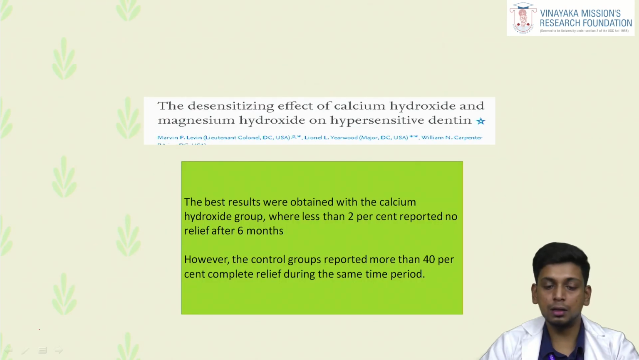Next, the desensitizing effect of calcium hydroxide and magnesium hydroxide on hypersensitive dentin. This was given by Marvin et al. They concluded that the best results were obtained with the calcium hydroxide group, where less than 2% reported no relief after 6 months. However, the control groups reported more than 40% complete relief during the same period.